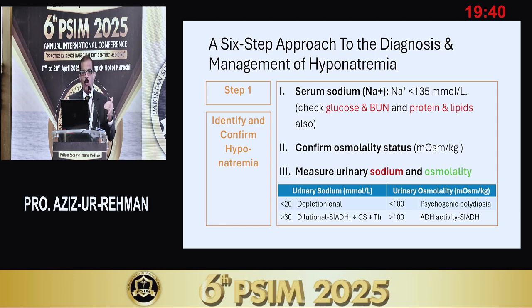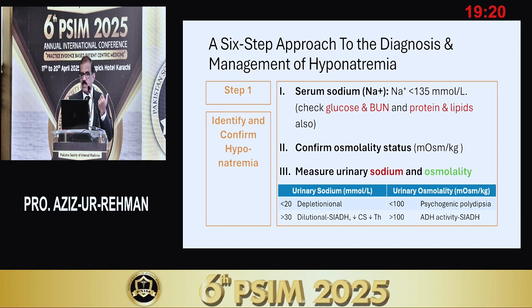So the primary problem is polydipsia, but they then excrete too much water. That results in polyuria. As a result, they develop hyponatremia because they're drinking pure water. They're not drinking salt. So they end up having hyponatremia. In this case, urinary osmolality will be less than 100 because they're passing dilute urine.